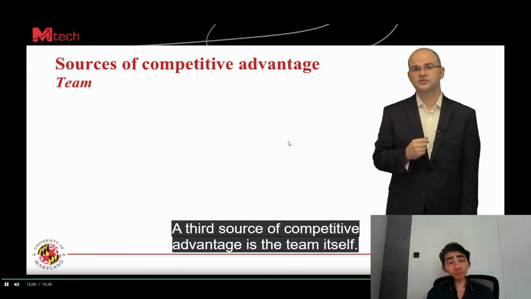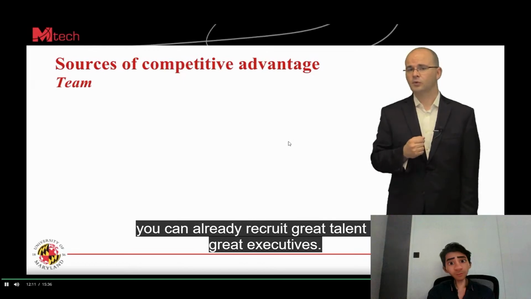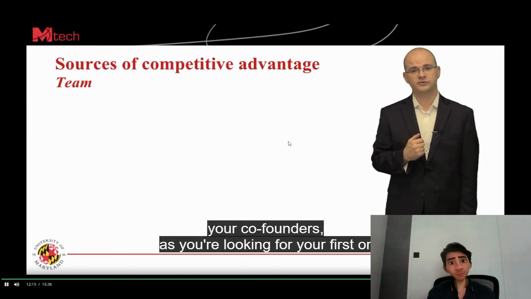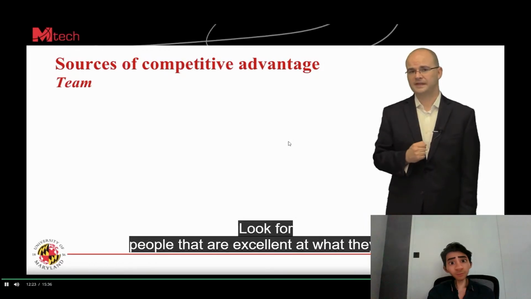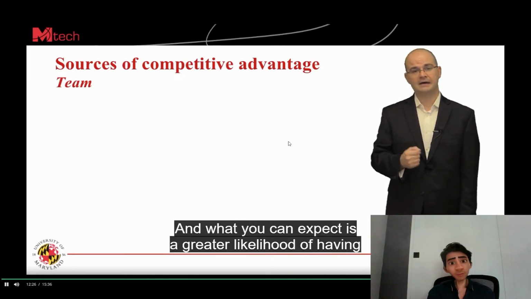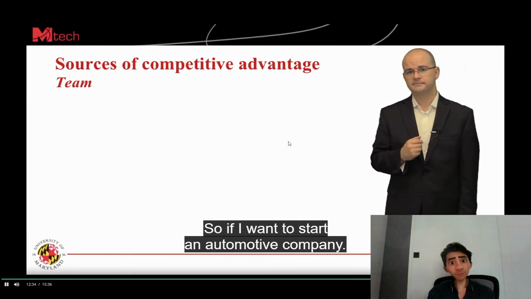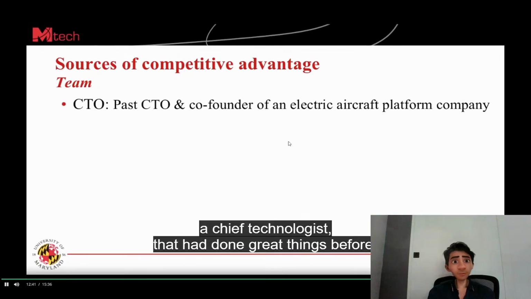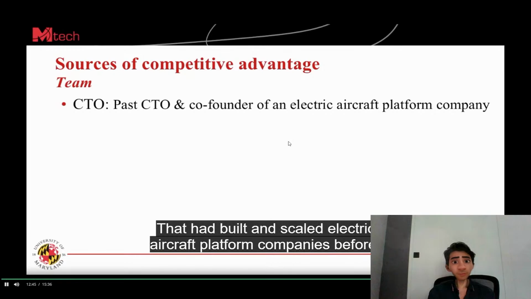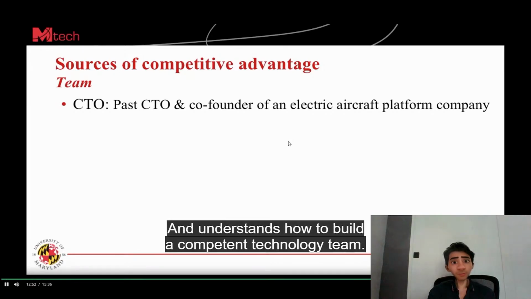A third source of competitive advantage is the team itself. Now, if you're already successful, if you're a Google, if you're a Microsoft, you can already recruit great talent and great executives. But what I'm talking about here is as the startup, as you're looking for your co-founders, as you're looking for your first or second employee, look for great people. Look for people that are excellent at what they do. And what you can expect is a greater likelihood of having excellent products and an excellent company if you start with an excellent team. So if I were to start an automotive company, an electric automotive company, I'd like to start with a CTO, a chief technologist, that had done great things before, that had built and scaled electric aircraft platform companies before, that understands electrics, that understands aerodynamics, and understands how to build a competent technology team.